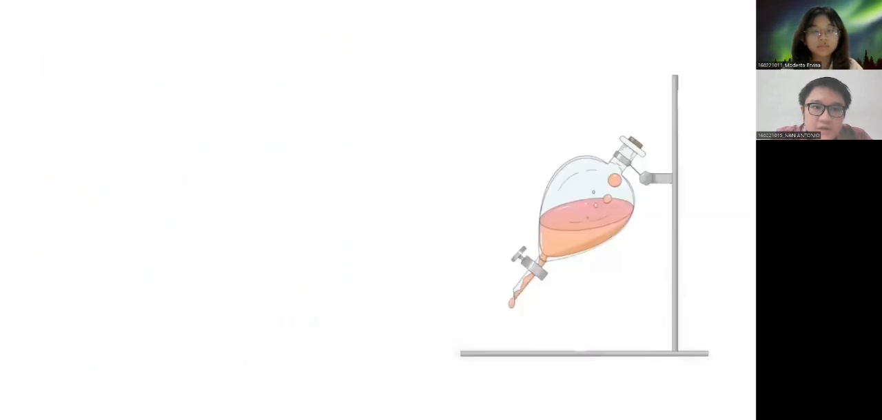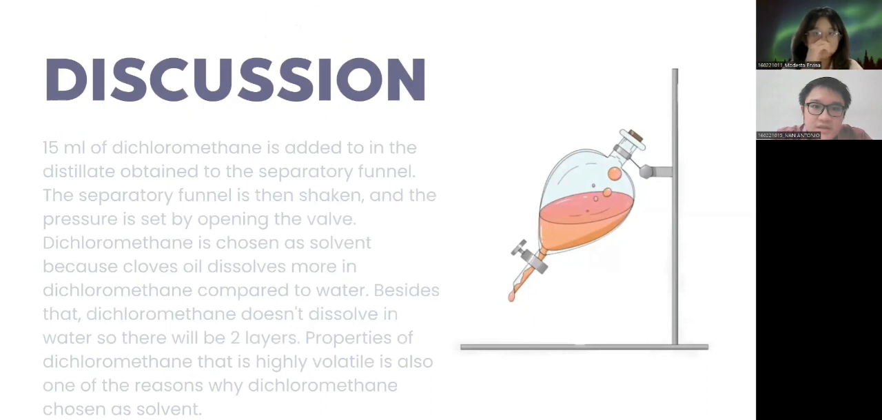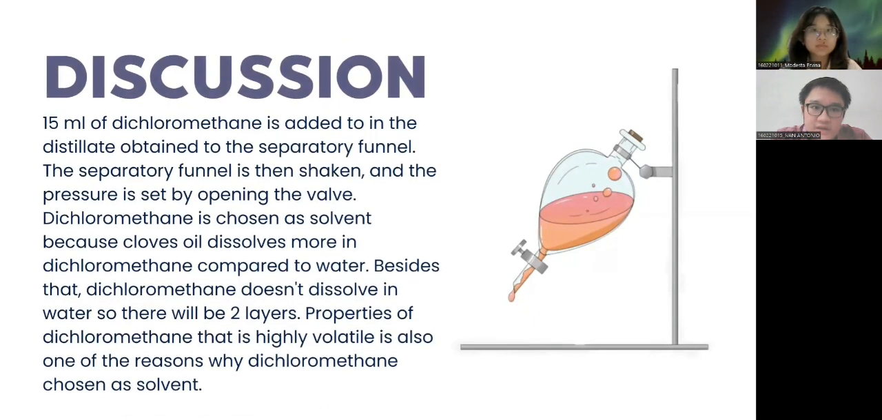15 milliliters of dichloromethane is then added to the distillate in the separatory funnel. The separatory funnel is then shaken and the pressure is released by opening the valve. Dichloromethane is chosen as a solvent because clove oil dissolves more in dichloromethane compared to water. Besides that, dichloromethane doesn't dissolve in water, so there will be two layers. The property of dichloromethane of being highly volatile is also one of the reasons why it was chosen as a solvent.